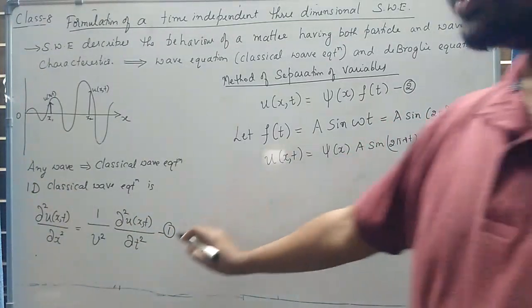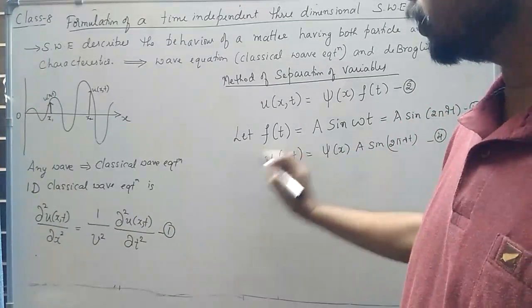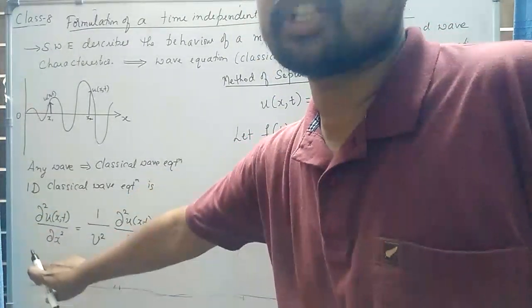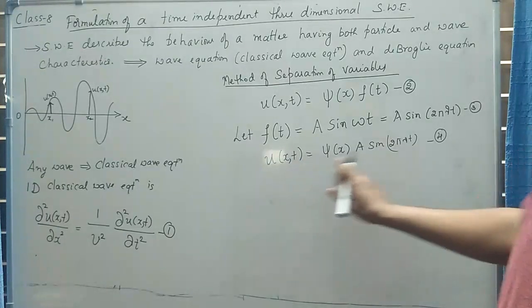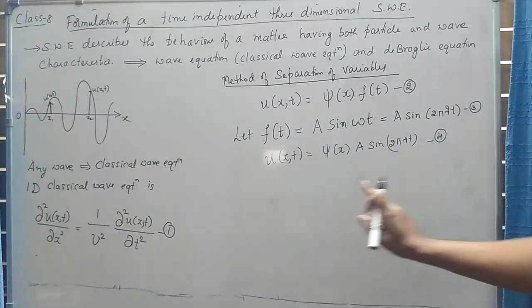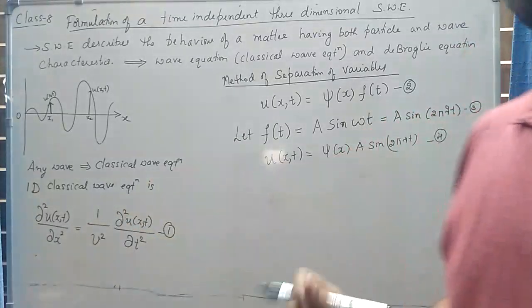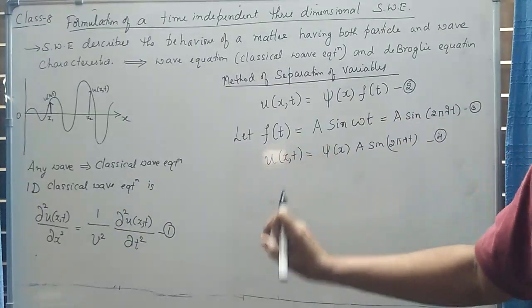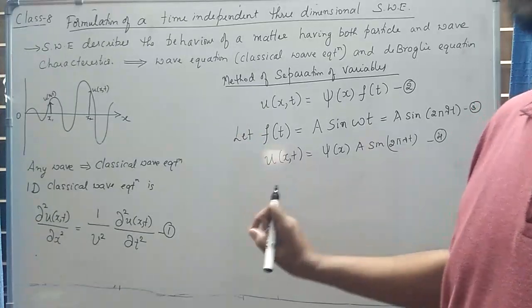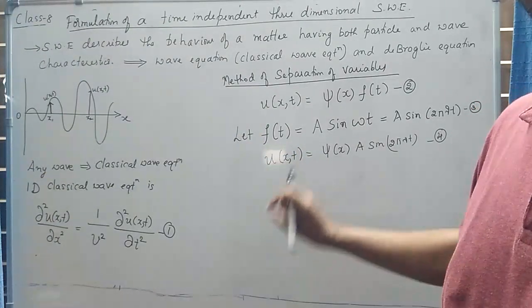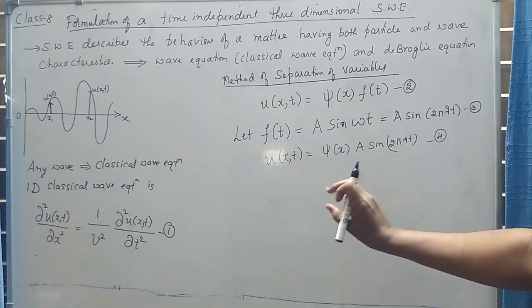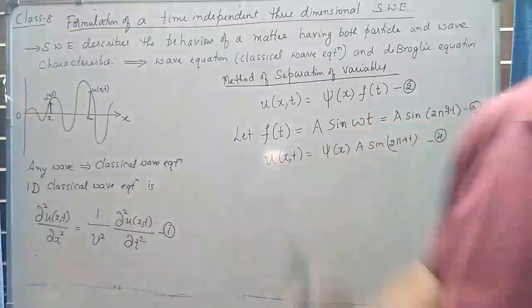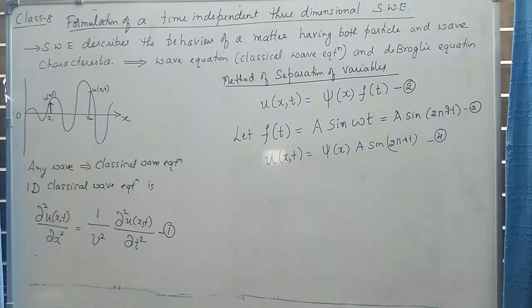If you carefully look at equation 1, this function u appears as double differentiation with respect to x and double differentiation with respect to t. So we will differentiate equation 4 twice with respect to x. Similarly, we will differentiate equation 4 twice with respect to t. We are calculating ∂²u/∂x² and also ∂²u/∂t². Whatever expressions we get, we will substitute into equation 1. So let us find out what is ∂²u/∂x².